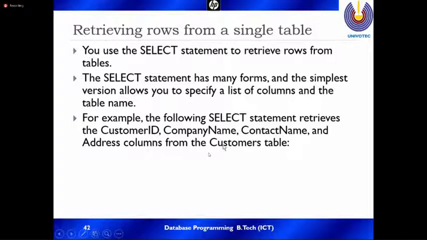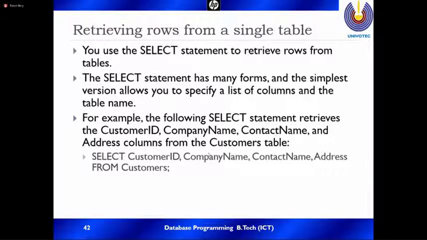What are the attributes you want to retrieve? Then you can type those attributes. If you need all attributes, then select asterisk mark. Then all attributes can be retrieved from that particular table, the customer table. Okay, select customer ID, company name, contact name, address from customer table. This is the way we retrieve the whole data in the customer table.